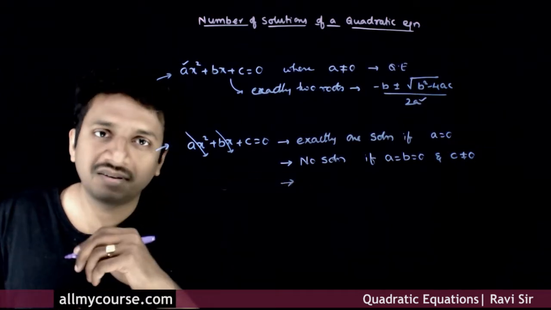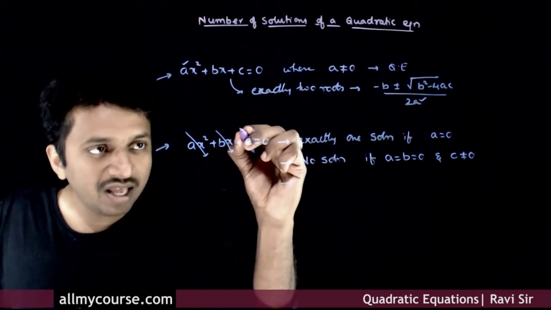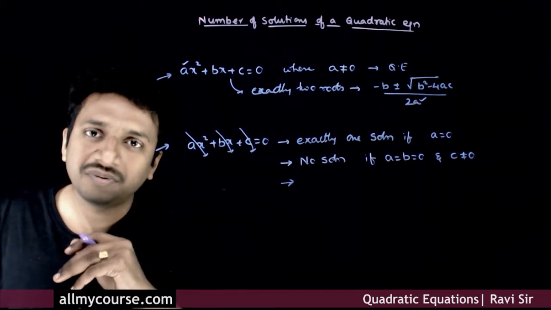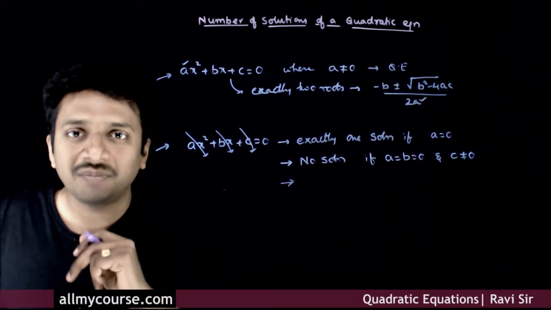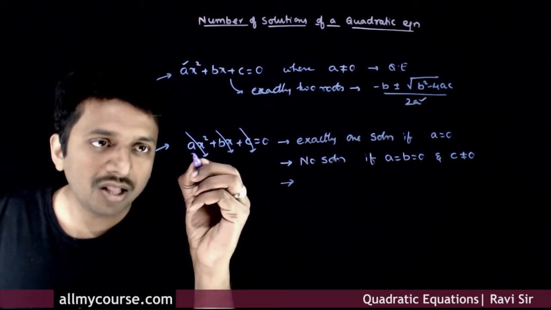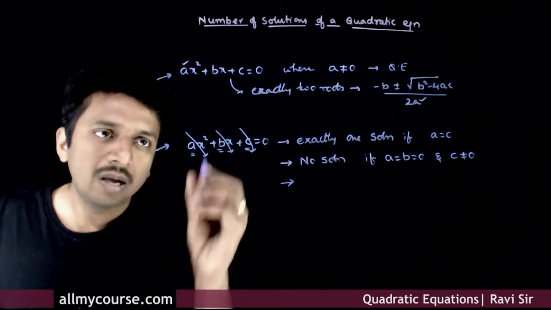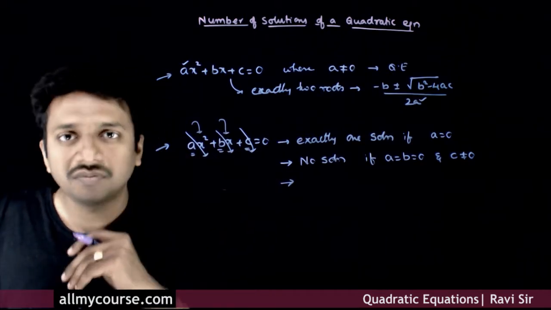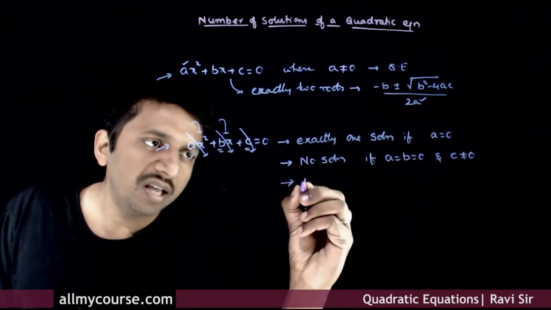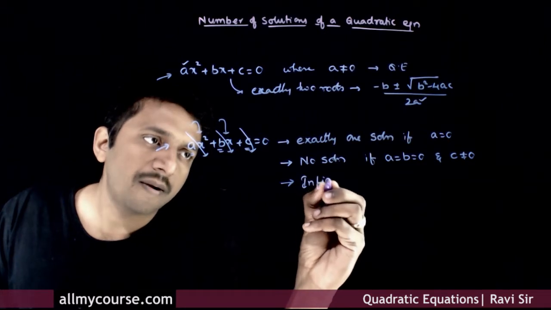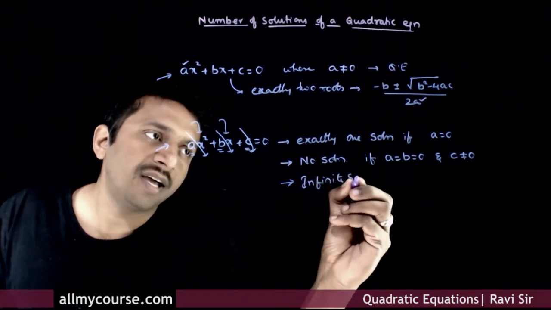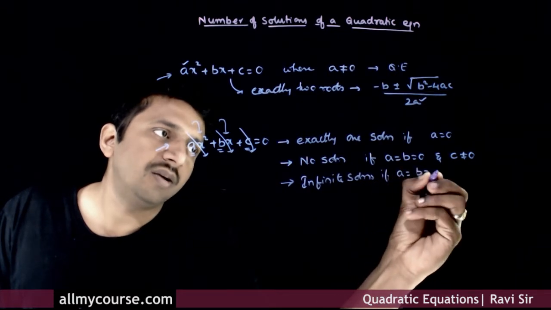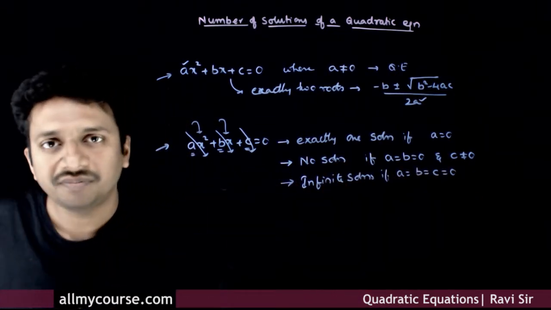Next, what happens if a is equal to 0, b is equal to 0, as well as c is equal to 0? This equation will have infinite number of solutions, because if all the coefficients are zeros, whatever value you put in the place of x, you get 0 is equal to 0. So infinite solutions if a is equal to b is equal to c is equal to 0.